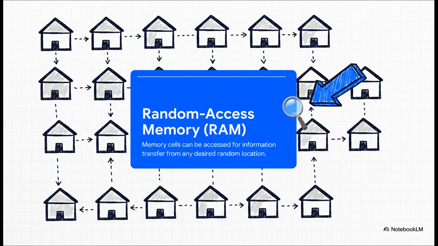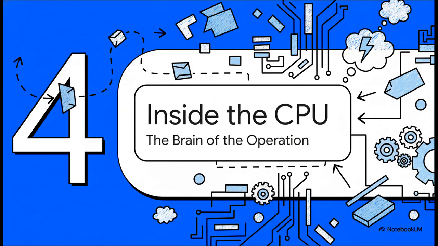The easiest way to think about RAM is like a huge wall of mailboxes. Every single mailbox, or cell, has its own unique address. Now, to find our instruction, the computer doesn't have to check them one by one. It uses that specific address to jump directly to the right spot. That's why we call it random access memory. It's incredibly efficient.